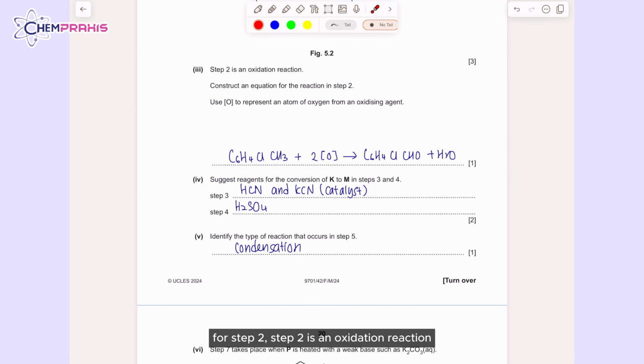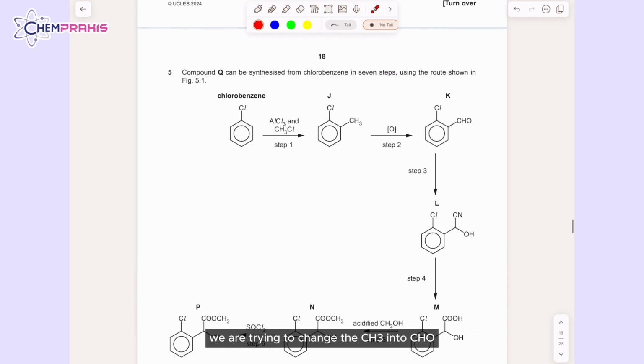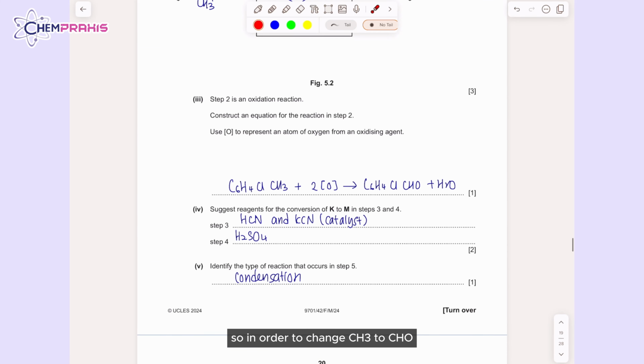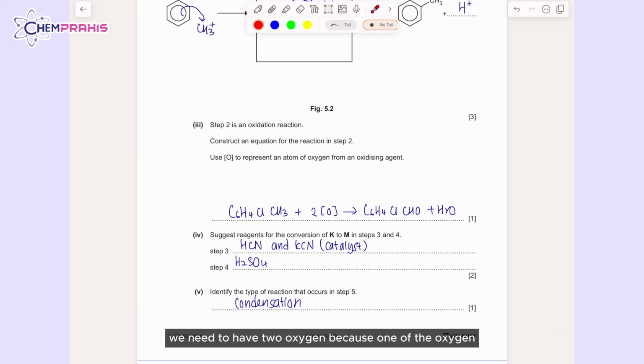Step 2 is an oxidation reaction. Construct an equation for the reaction in step 2. Use [O] to represent an atom of oxygen from an oxidizing agent. For step 2, we are trying to change the CH3 into CHO. In order to change CH3 to CHO, we need 2 oxygen atoms, because one of the oxygens will react with the 2 hydrogens removed to form water, and the other oxygen will form the aldehyde.